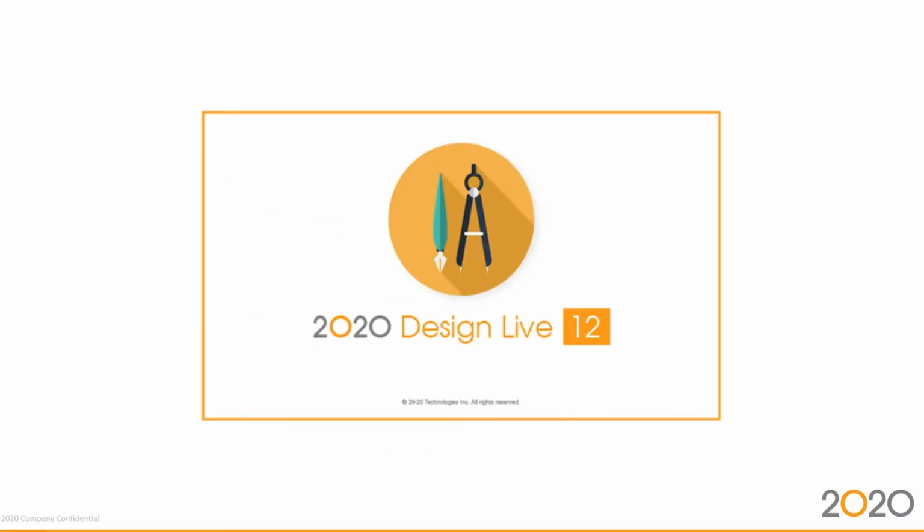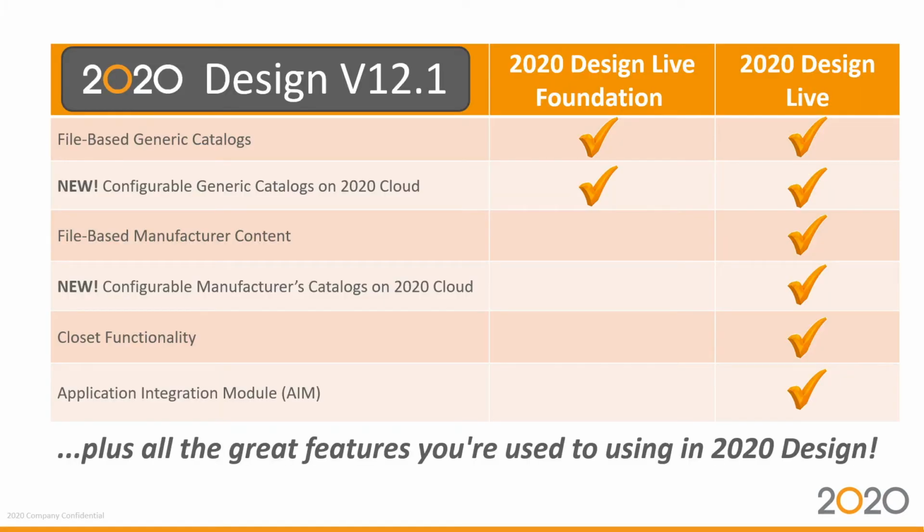All right, 2020 Design Live version 12. What is it? Here it is. Basically, there's two flavors of 2020 Design Live. If you look over here, you have the foundation version, and you also have the full version, as I call it. Basically, the Design Live Foundation gives you access to all the generic catalogs, whether they are file-based or cloud items. You can now have access to these catalogs, and better yet, you'll be able to configure all the cloud items that are coming from generic catalog.